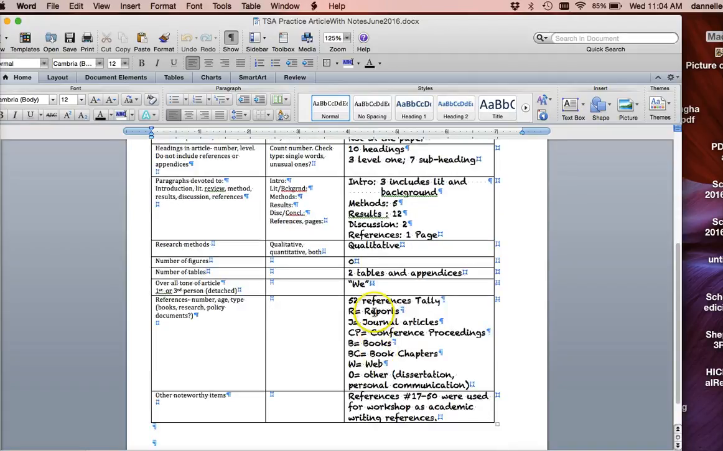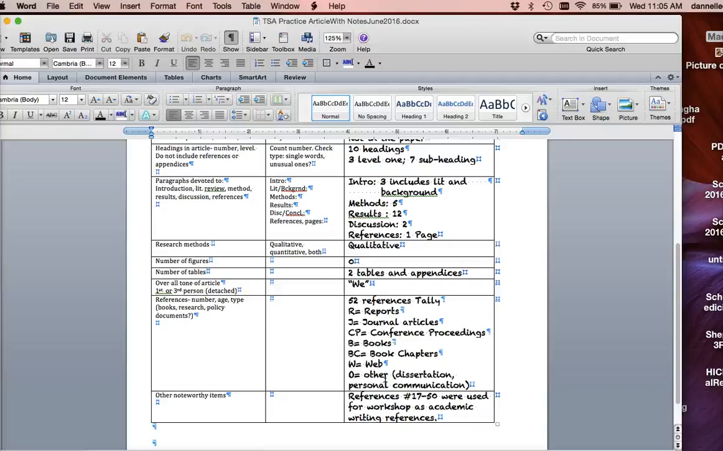And then I went back through, although I didn't put those numbers in here, and I counted how many reports, journal articles, conference proceedings, books, book chapters, webs, or other kinds of things showed up in the reference list. And usually I put numbers on those. Some journals only seem to want, and I think this is one of them, journal articles and no books, no book chapters. They really are not interested in that. They want most recent work, which comes out of journal articles.